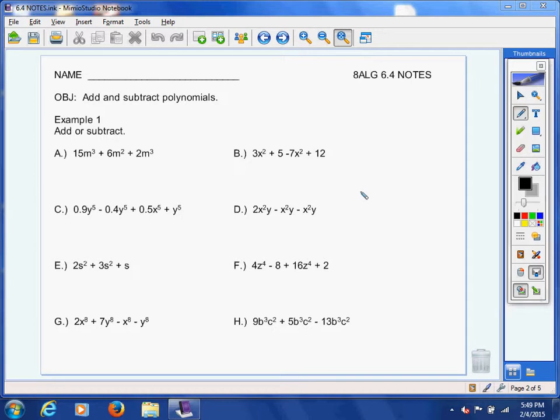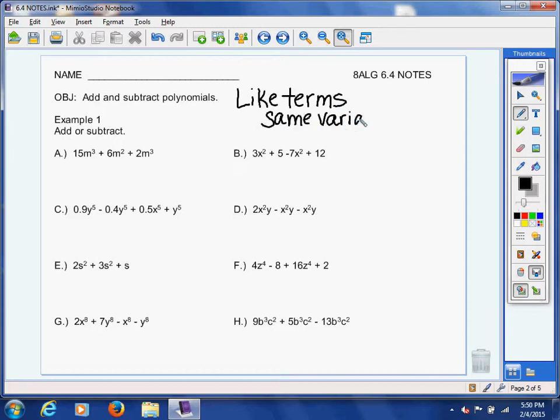So we did all of that in section 6.3, and now I'm going to show you in section 6.4 how to add them together. The key is you can only add or subtract like terms. So what in the world is a like term? Well, a like term has the same variable, or it could be more than one variable there. I've seen them where there's a couple there. Okay, same variables with same exponents on those variables.